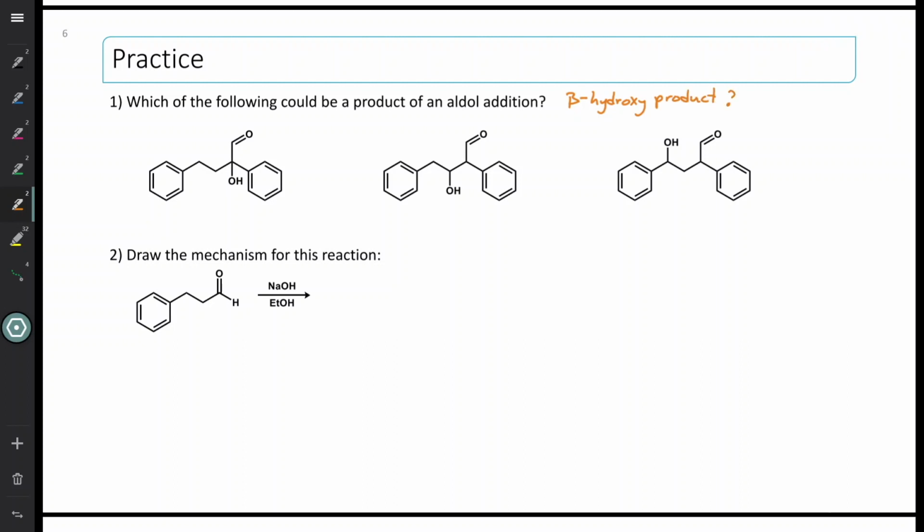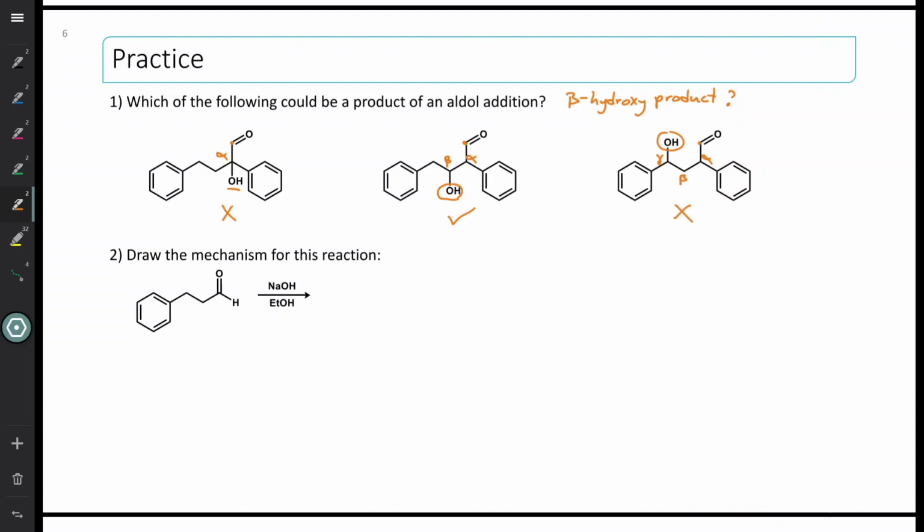Right? So we're looking starting from the base of our ketone. This is alpha, and oh, the alcohol is already there, so that's not a beta hydroxy product. This one, here's the base of our ketone. This is the alpha position, and this is the beta position. And hey, the alcohol is there. So this could be a product of an aldol addition. Let's do this one. That's the base of my ketone. Here's alpha, here's beta, and here's gamma. Gamma is not a beta hydroxy product, so this one could not be an aldol addition product.